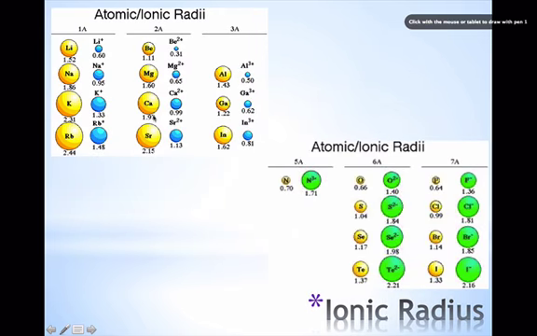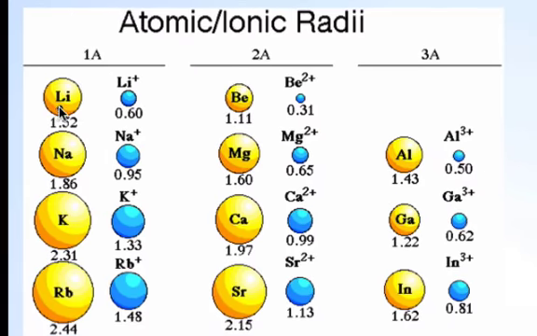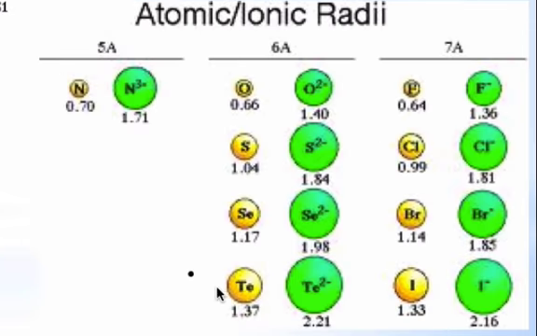So here are some examples. You can see what lithium looks like before and then after it's lost its electron. Sodium, and then after it's lost its electron. And you can see that when they lose more electrons, they become smaller. So a +1 compared to a +2 compared to a +3 is much, much tinier. Down here, the opposite is true.